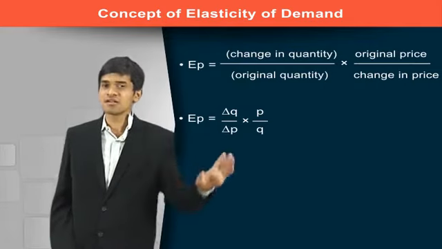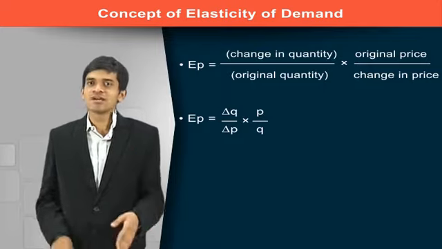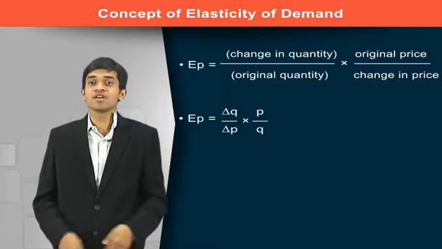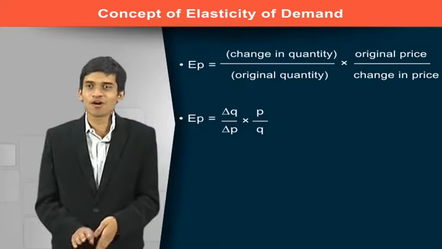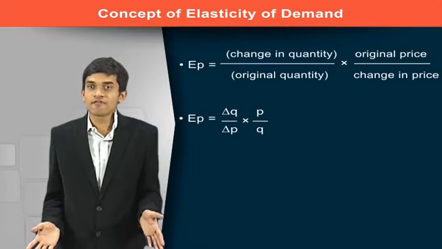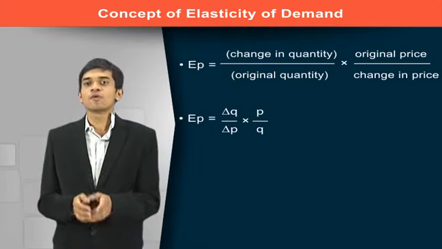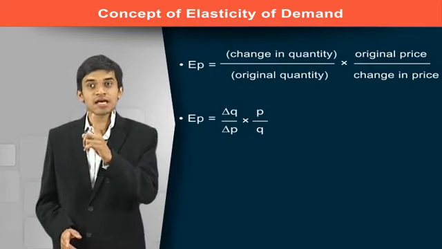See, we are not considering the negative sign of 2, because there is an inverse relationship between price and demand, and we have accepted the fact that there is an inverse relationship between price and quantity demanded. So for the sake of simplicity, we will always be considering absolute values. This is only true in the case of price elasticity of demand.